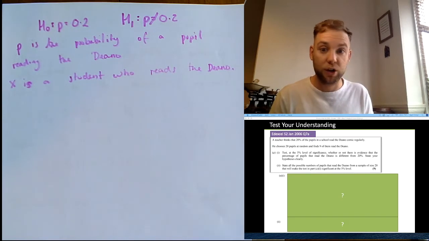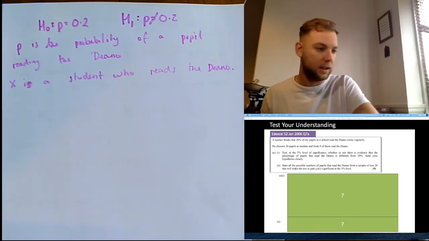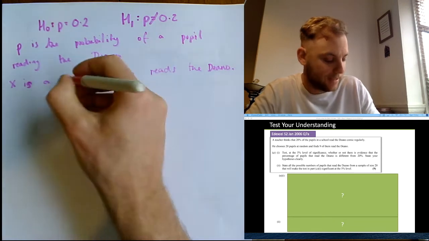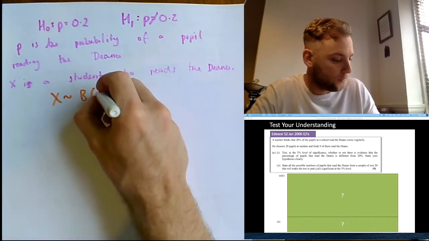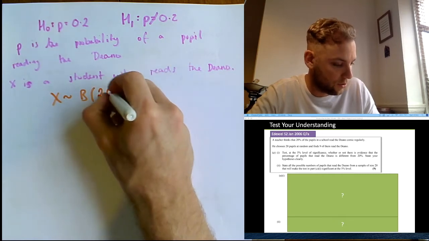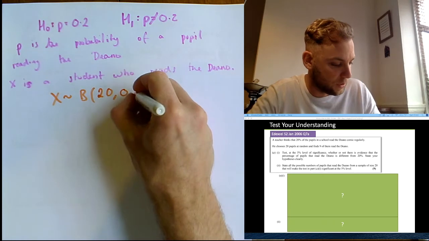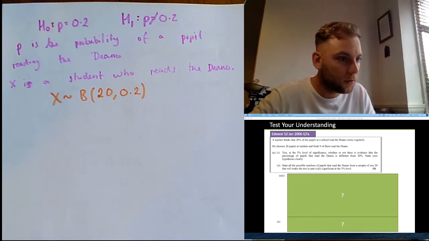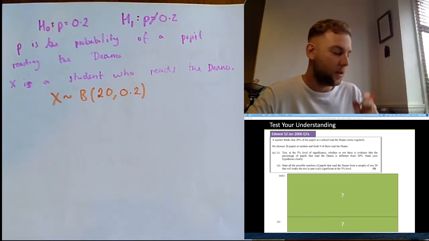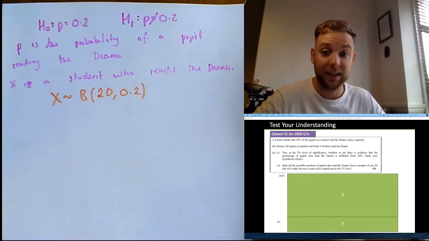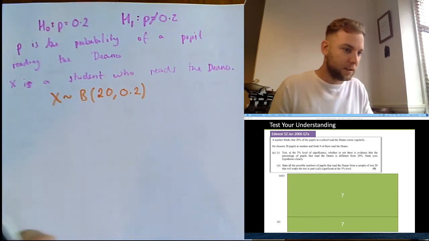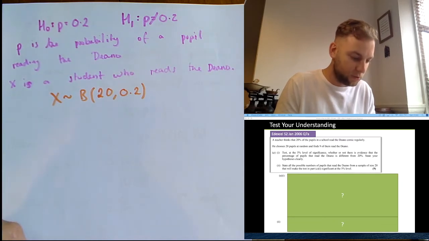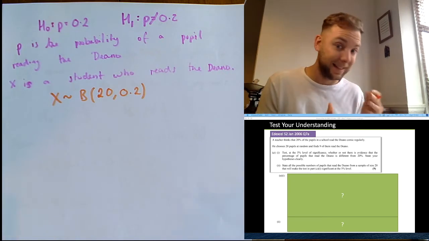So the next part is we're going to think about our test. With this one here, we know that she's done a test and 9 out of the 20 people read the Dino. So we know that X follows a binomial distribution of 20 students. We are assuming at this stage that the probability is equal to 0.2. We're trying to find the probability of 9. So we need to be thinking about here, is 9 greater than or equal to the expected value here? Well, the way I work that out is I'm going to do 20 times the probability, which in this case is equal to 0.2, so 4. So this is much bigger than what we expect it to be.